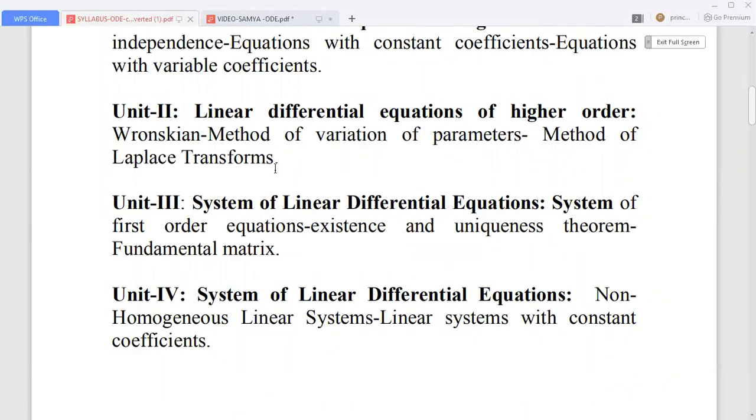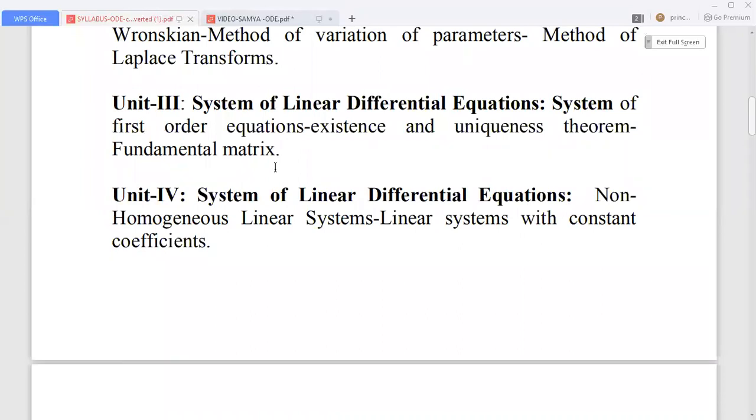Unit 2: Linear Differential Equations of Higher Order. Wronskian. Method of variation of parameters. Method of Laplace transforms.